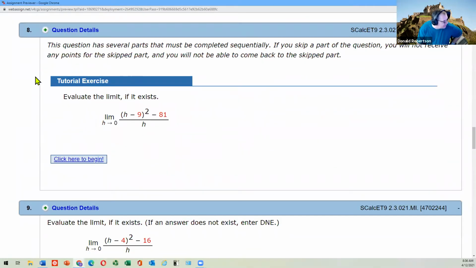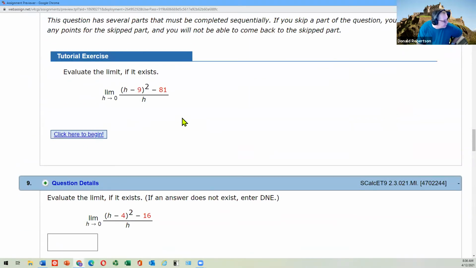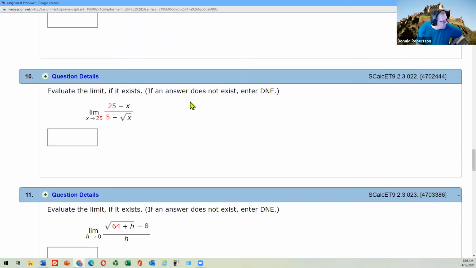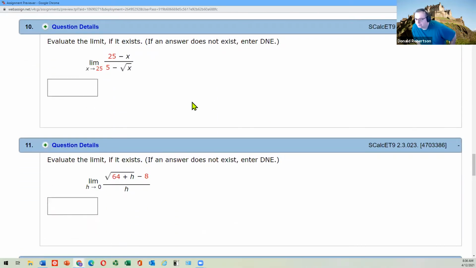Isn't that the one that we did earlier, or that one there? They're both essentially the same. Isn't that the algebra technique, right? You just FOIL it out and see what you get. What's question 10? What method is question 10?